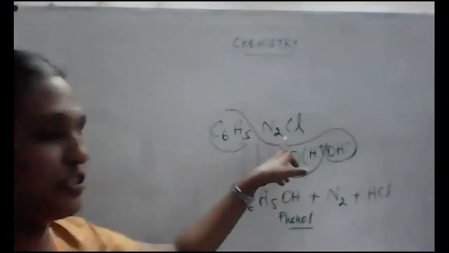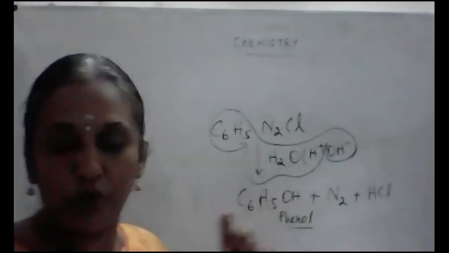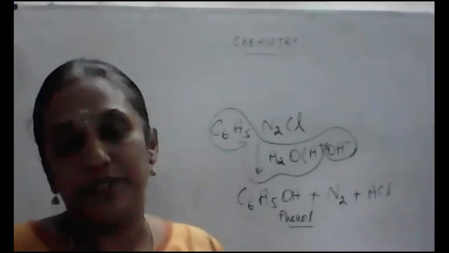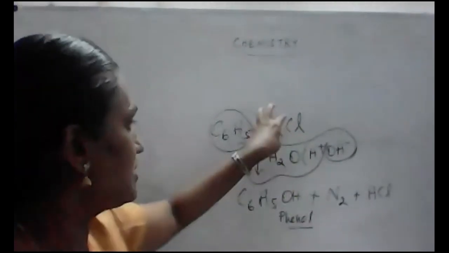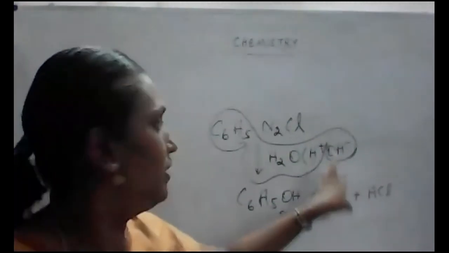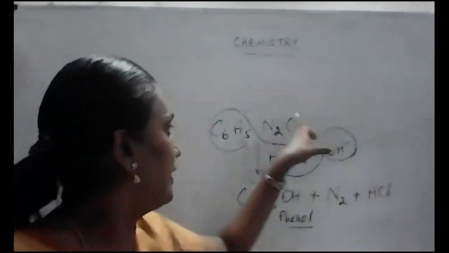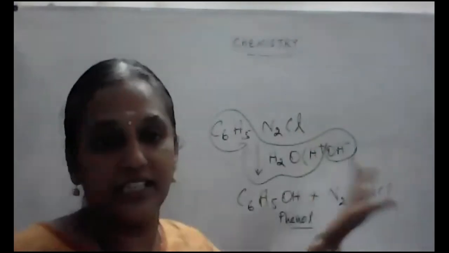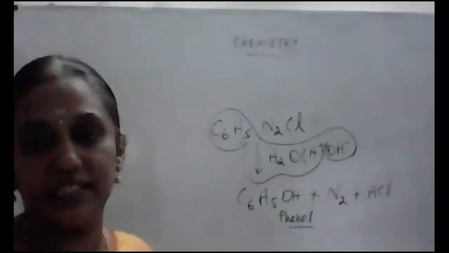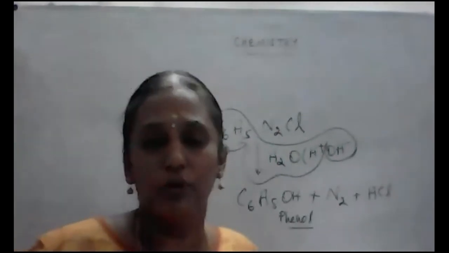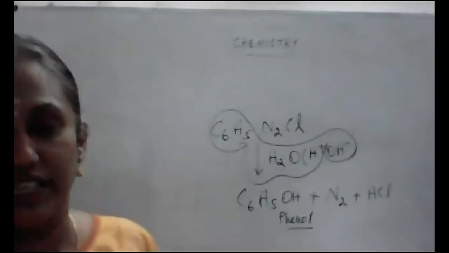So we take benzene diazonium chloride and make it react with steam. Steam indicates water in the vapor state. As usual, nitrogen is eliminated. The hydrogen in water and the negative part go to the HCl. The rest is C6H5OH, which is called phenol. We have some more preparations, which we'll see later.